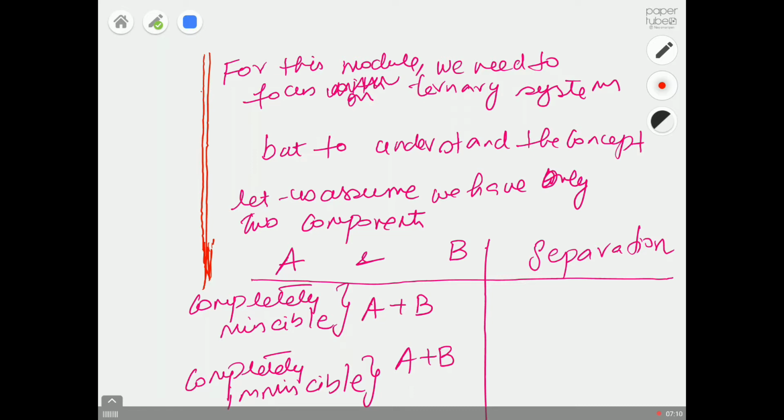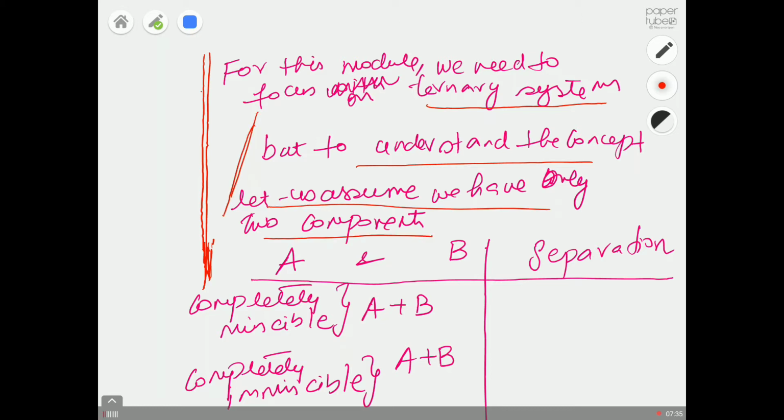So what we are going to see, in this module, at least at this moment, we are dealing with the ternary system, but to understand this concept of liquid extraction, you should be very good in understanding the concept of miscibility. So to understand the concept, let us assume we have only two components. For the moment, just assume we are dealing with a system that has two components, say A and B. So what is this A and B?